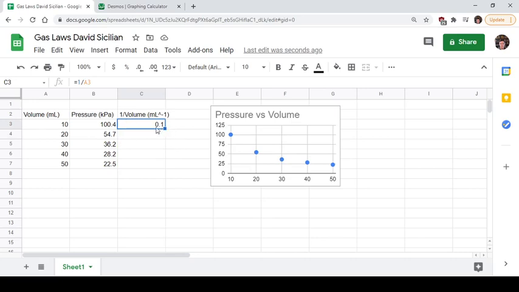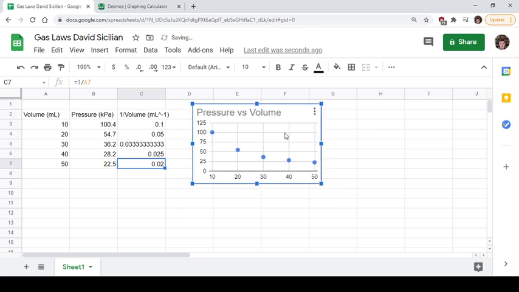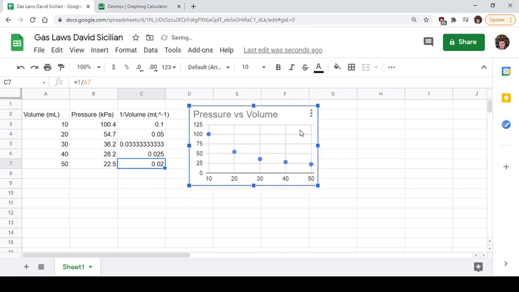Now we can go to the bottom right corner of this cell with this cell highlighted, and once the cursor changes form, you can click and drag, and it will do that for the rest of the volume measurements. So we have 1 divided by 20, 1 divided by 30, 1 divided by 40, and 1 divided by 0.02. Now let's see if we plot pressure on the y-axis versus 1 over volume, if we do get a linear relationship there.